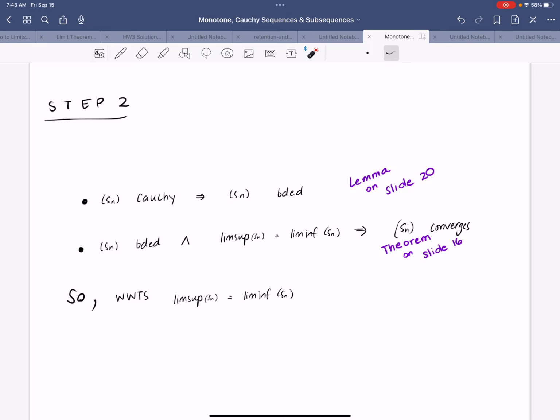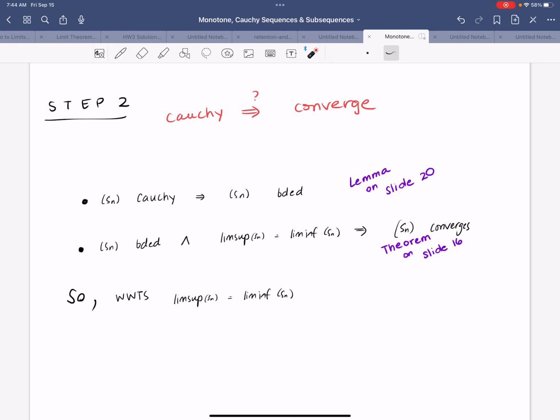If your sequence is unbounded, then your lim sup is going to be plus infinity, or your lim inf is going to be minus infinity, and you may or may not diverge to plus or minus infinity, okay? But the theorem on slide 16 says that if you have a sequence that's bounded, and you can prove that its lim sup is equal to its lim inf, then you can conclude that the sequence converges. Our goal is to prove that Cauchy sequences converge, right? So Cauchy implies converge.